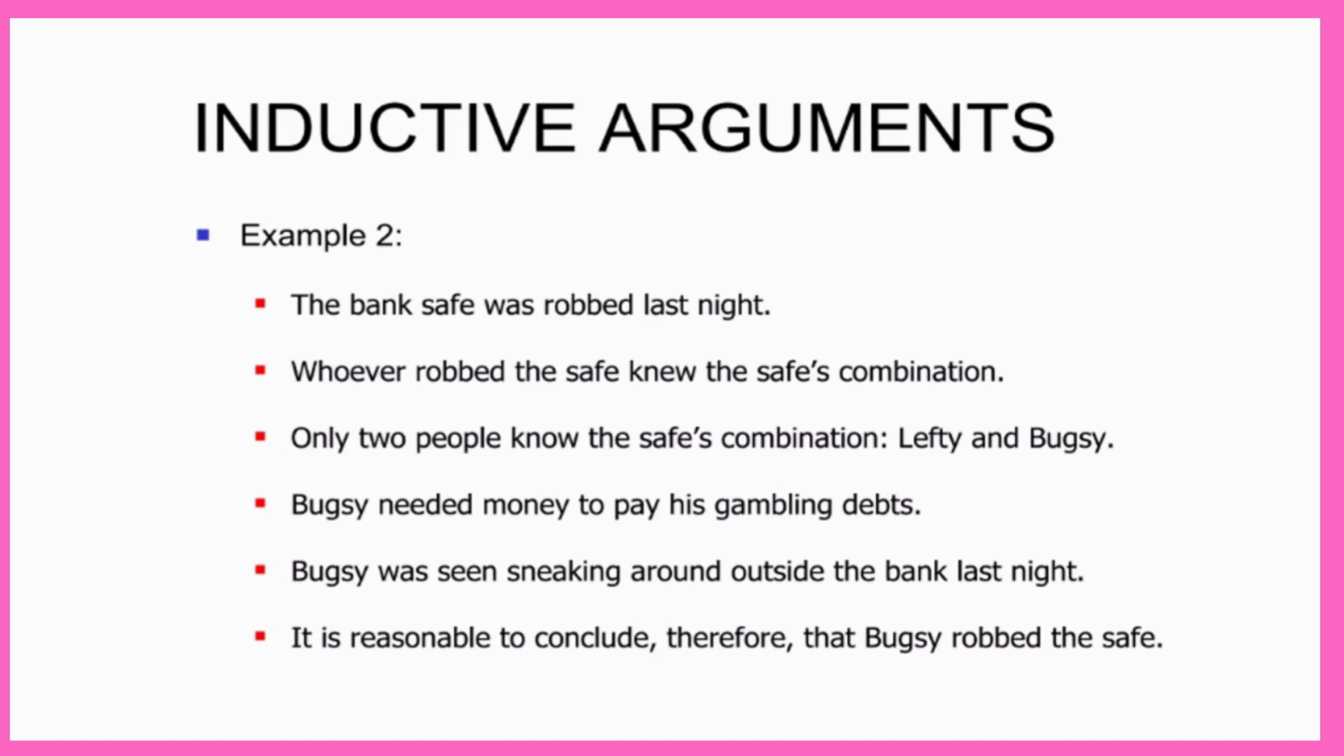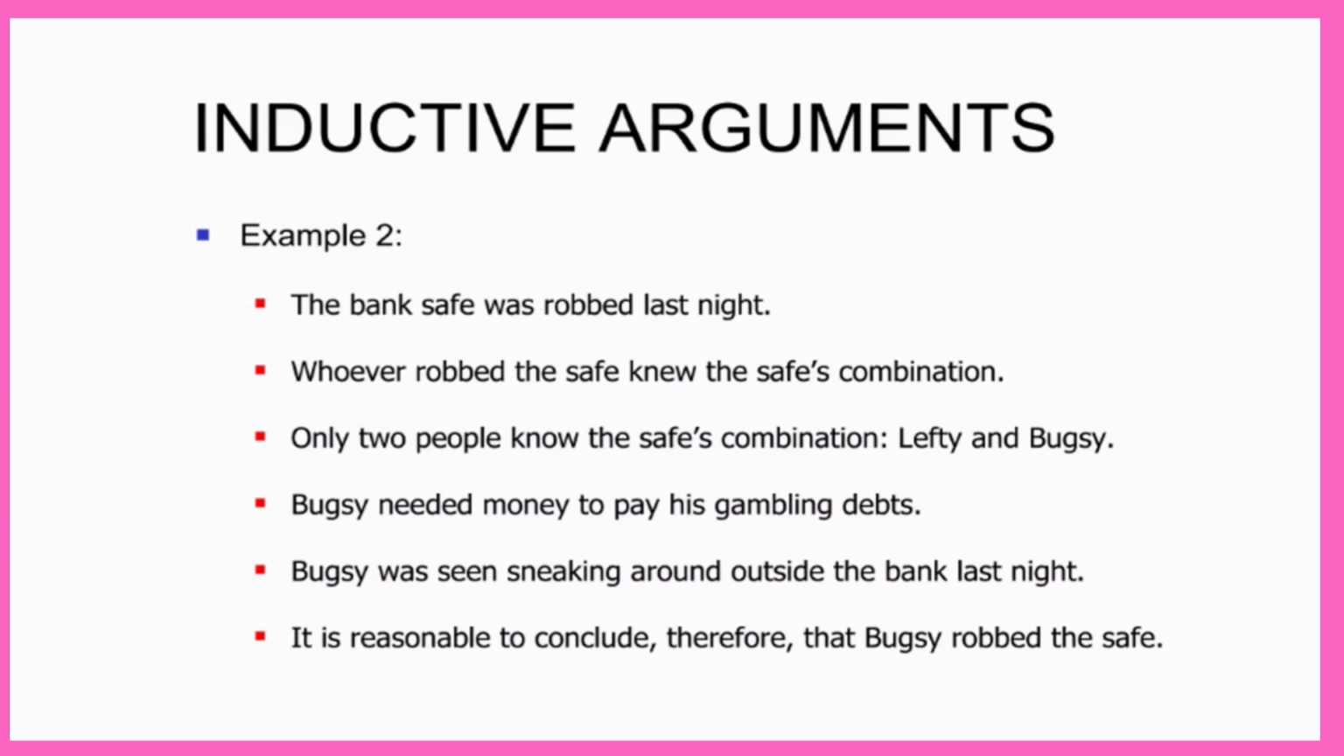The bank safe was robbed last night. Whoever robbed the safe knew the safe's combination. Only two people know the safe's combination, Lefty and Bugsy. Bugsy needed money to pay his gambling debts. Bugsy was seen sneaking around outside the bank last night. It is reasonable to conclude, therefore, that Bugsy robbed the safe.